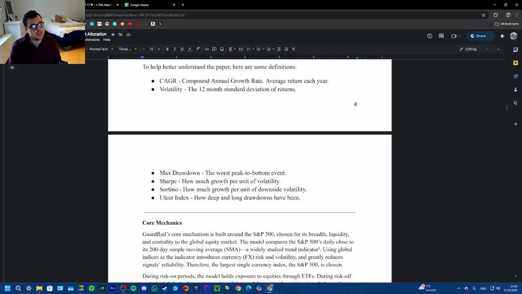The Sharpe ratio is essentially the compound annual growth rate basically divided by volatility, and it's saying how much growth you get per unit of volatility. And then Sortino is essentially the same thing as Sharpe. It's just downside volatility instead of just total volatility. And then Ulcer Index is how deep and long drawdowns have been.